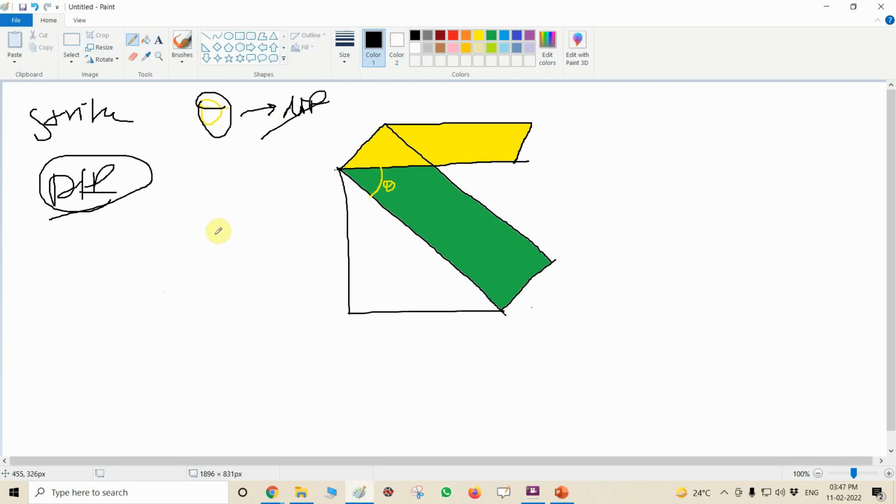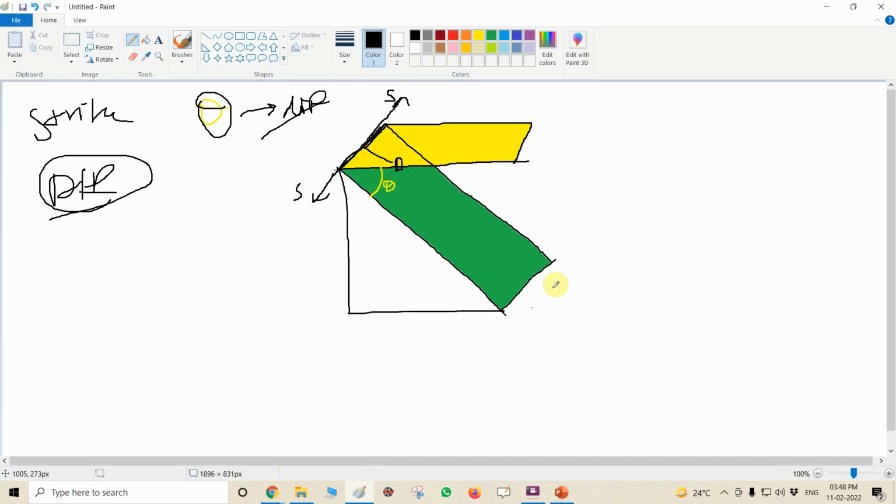Now what is the strike? Strike is the line of intersection. This dipping plane, this is the bed, and this portion of the bed is intersecting this virtual horizontal plane at this line. So this will be our strike. This line is our strike. Generally we denote strike as SS and dip as D.